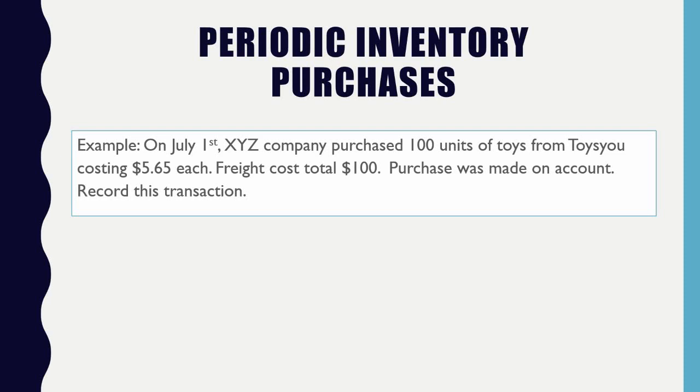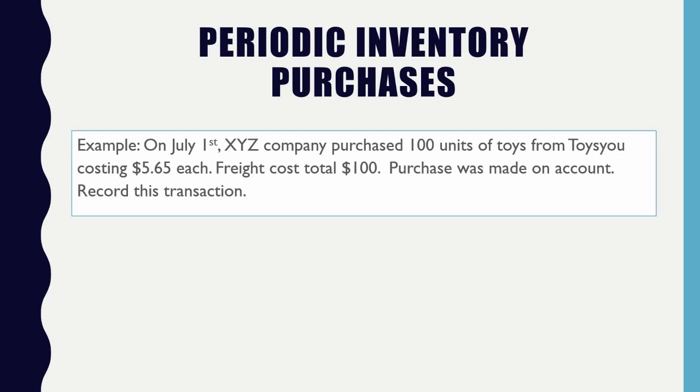Okay? So here's your first example. On July 1st, XYZ company purchases 100 units of toys from Toys R U, okay? And each toy costs $5.65. And freight costs gave you a total of $100. Okay? The purchase was also made on account. So what does that mean if it's on account? Okay? And so let's go ahead and practice recording this transaction.